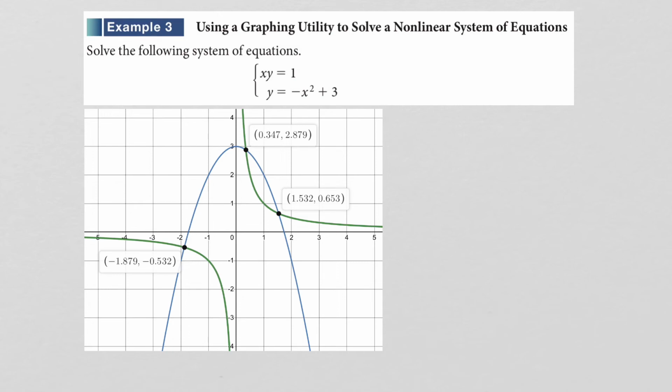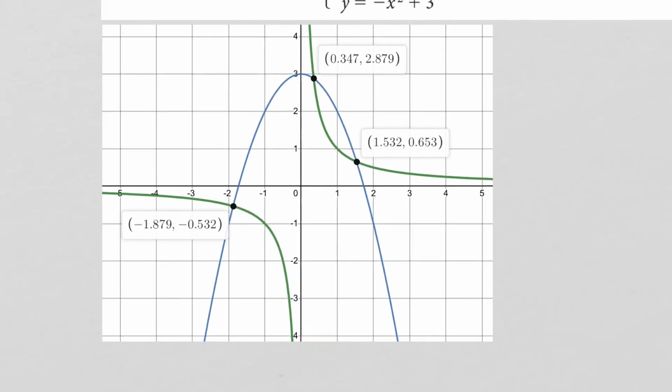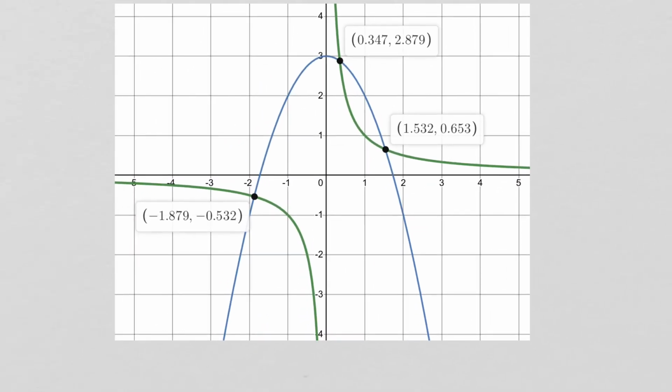So graphing utilities can be extraordinarily beneficial when solving a system of equations that is difficult to solve algebraically. However, we still want to maintain our knowledge of solving algebraically because that is truly the mathematics behind what we are doing. But it is nice to lean on technology for some problems.